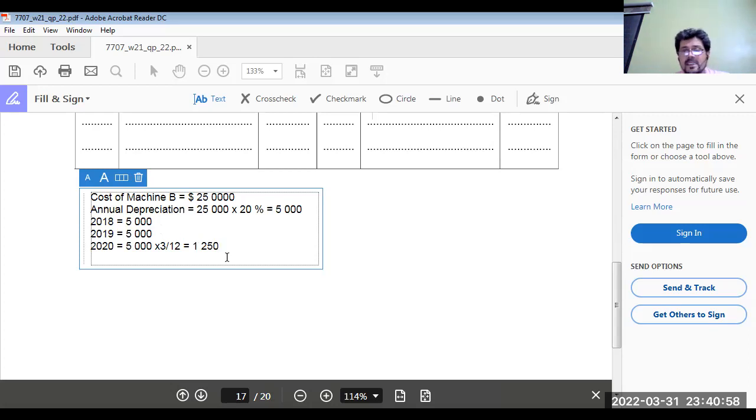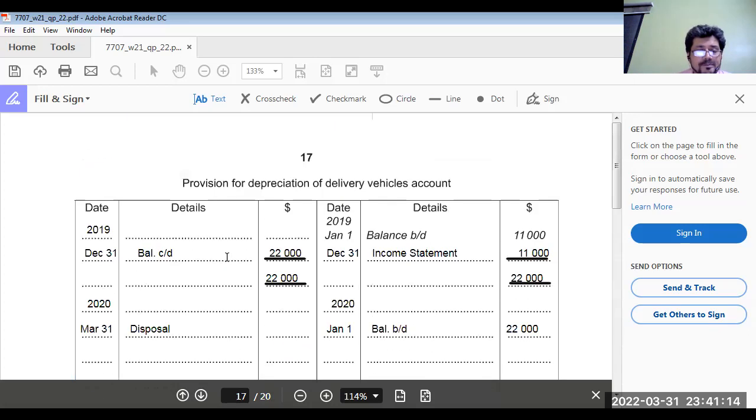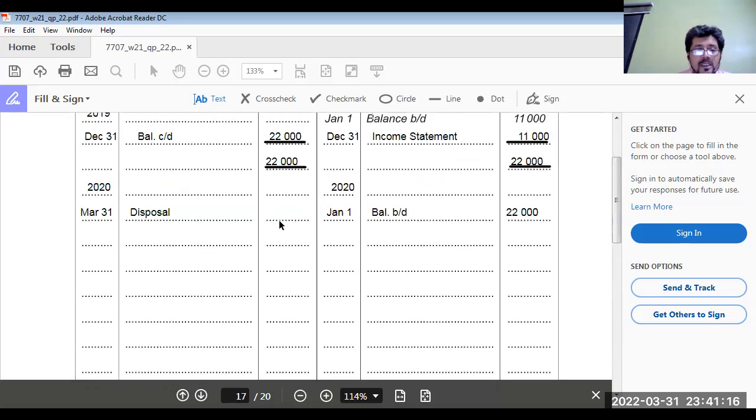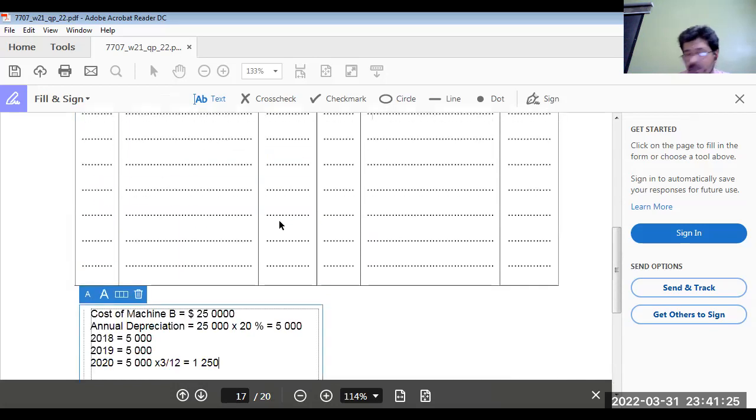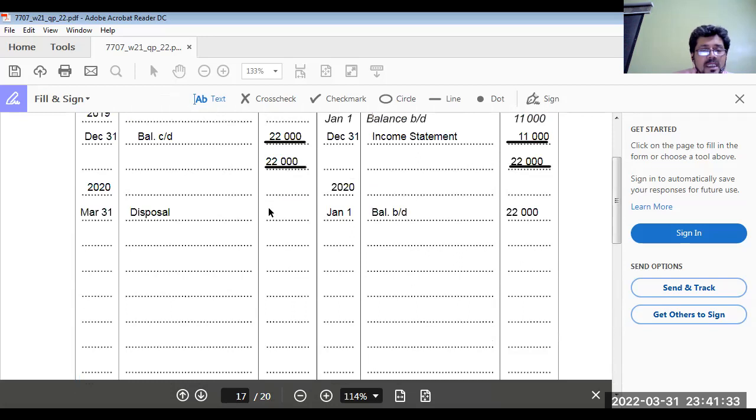Because depreciation will be charged for the months of ownership only. If you have kept the machine for 3 months, you calculate depreciation in 2020 for 3 months. If you have kept it for 1 month, you calculate depreciation for 1 month. So the total depreciation of this machine is 5,000 plus 5,000 plus 1,250, which is 11,250. That is going to be in the disposal account, 11,250.